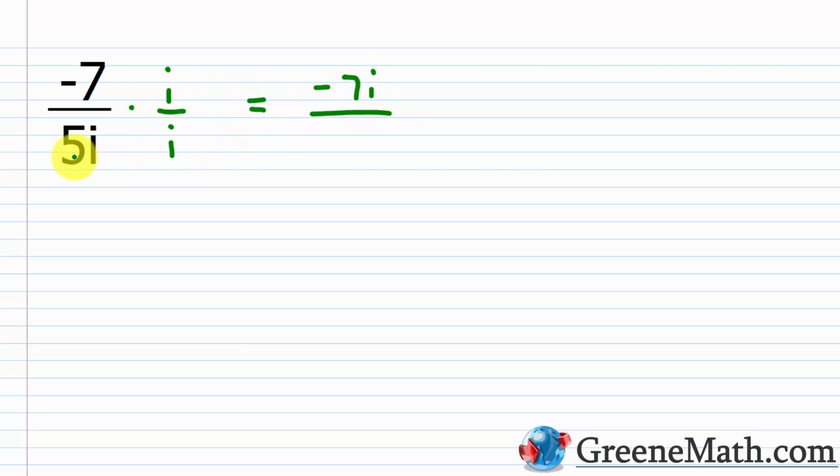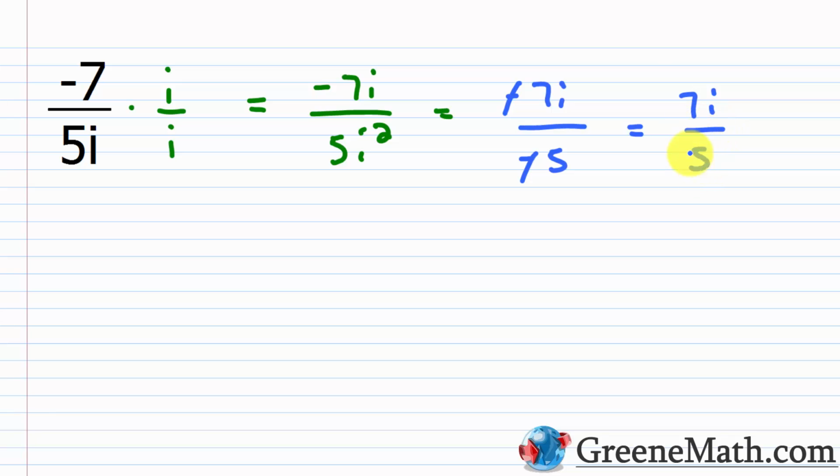In the denominator, 5 times i is 5i squared. We know i squared is -1, so this would basically be -7i over -5. Negative over negative is positive, so you end up with 7i over 5. Now, it's okay that i is in the numerator because you can have a radical, the square root of -1, in the numerator. You just don't want it in the denominator because it's not considered simplified.